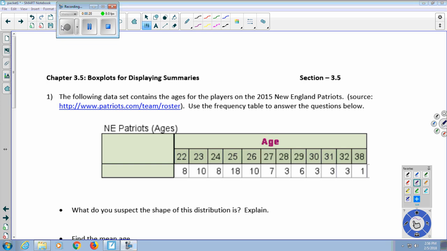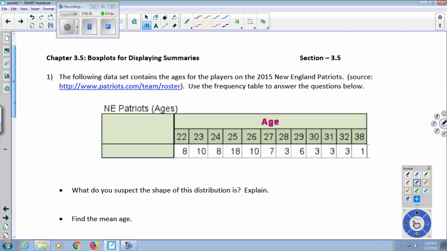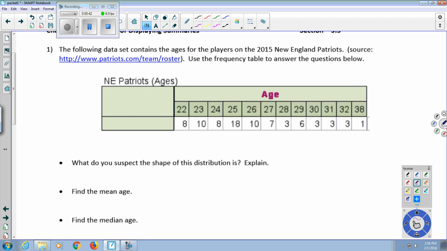So the following data set contains the ages for the players on the 2015 New England Patriots. Let's use this frequency table to answer the following questions. So here we have a frequency table, and just a reminder that these are our ages here, as it's labeled right here. So we have ages ranging from 22 to 38. This row here contains our frequencies. Okay, so 8 players are 22 years old.